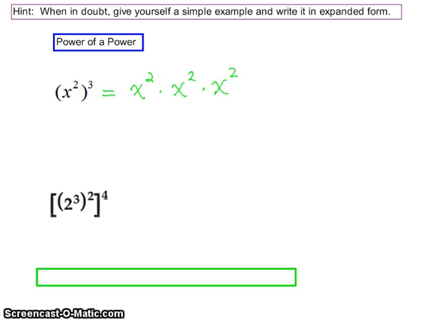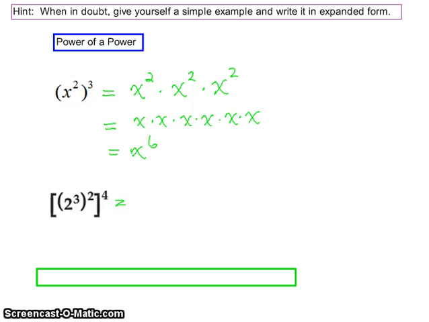Remember that the exponent tells us what we're going to repeat, what our base is, repeated 3 times. So if we write this all out, that is going to be x times x times x times x times x times x, which is x to the 6th power. Think about how these two are related. What will you do when you're taking the power of a power?